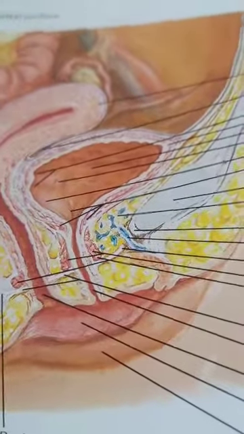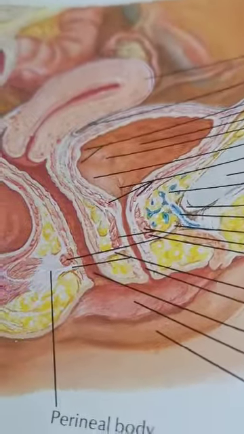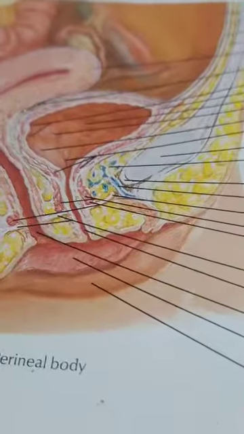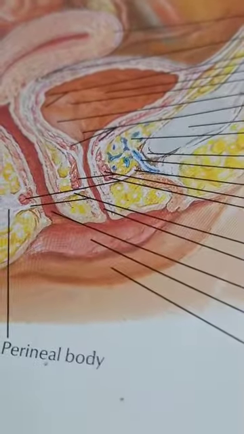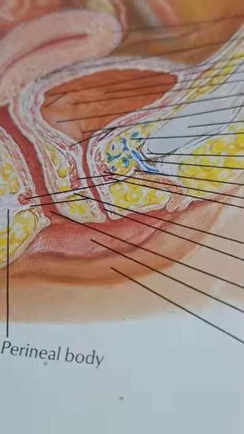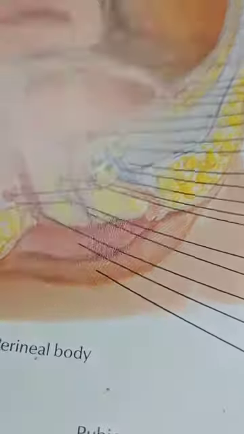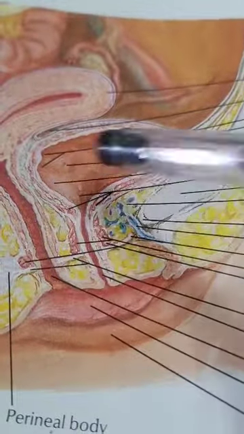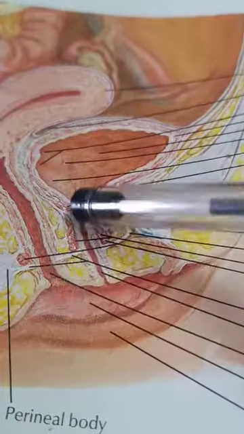Students, today we will study the urethra. We already studied the urinary bladder, and now we will study the urethra. Here this is the female section. We can see this is the urinary bladder, and this portion is known as the urethra.